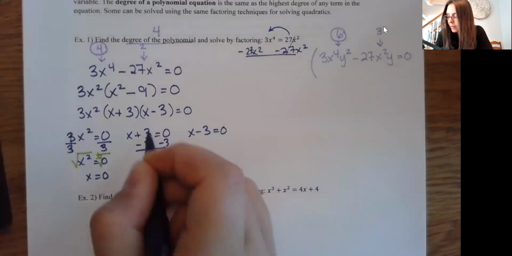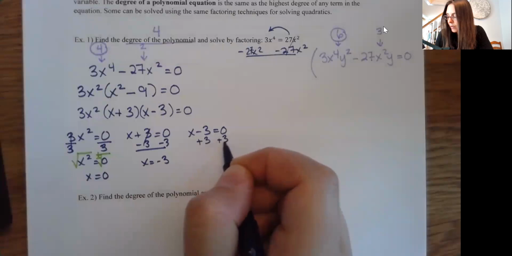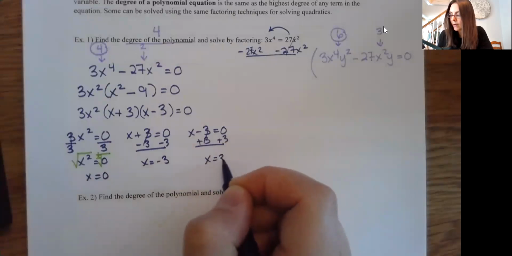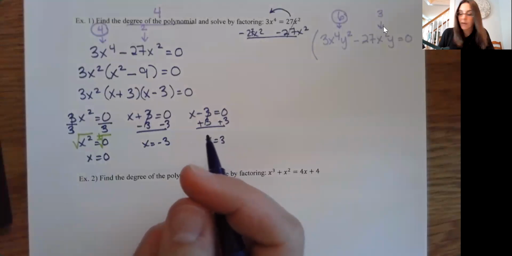Here I subtract 3 from both sides. So x equals -3. And here I add 3 on both sides. So x equals positive 3. Okay, so we have our 3 solutions.